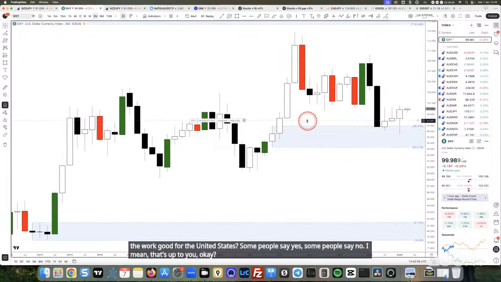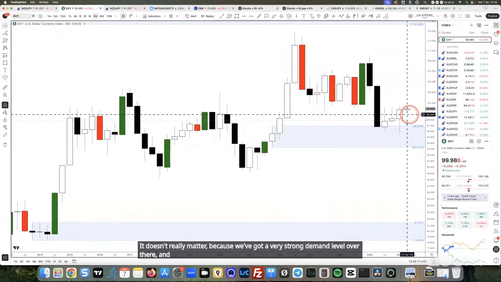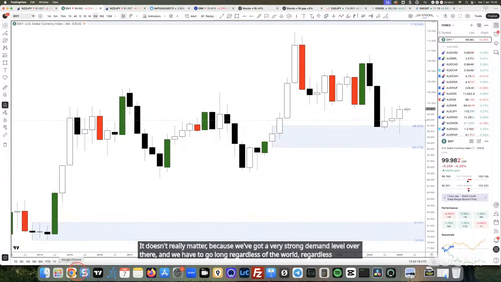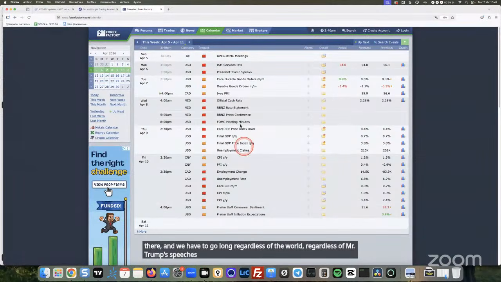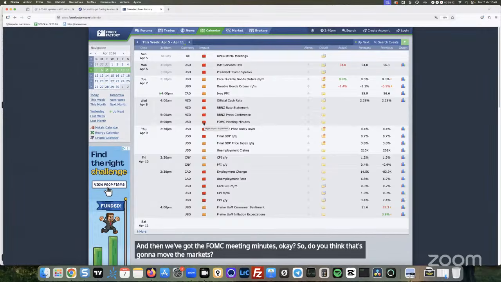But when it comes to trading Forex, short-term, intraday, scalping, swing positions, it doesn't really matter, because we've got a very strong demand level over there and we have to go long regardless of the war, regardless of Mr. Trump's speeches. Just tomorrow, we've got the Reserve Bank of New Zealand statements, press conferences, and then the FOMC meeting minutes. Do you think that's going to move the markets? No.